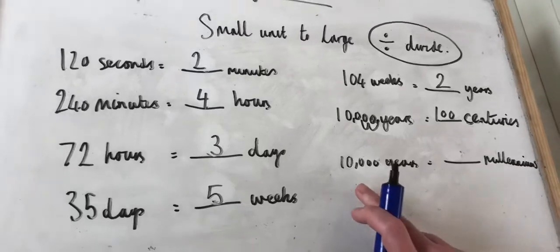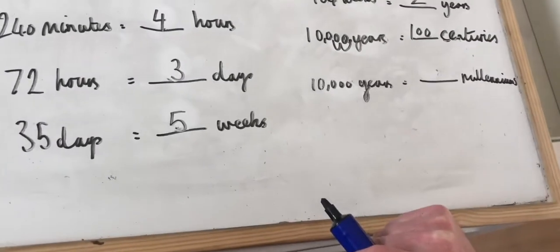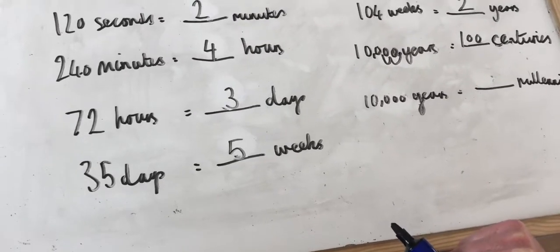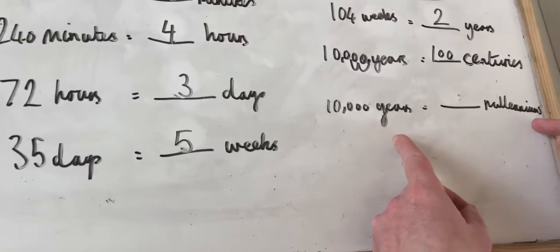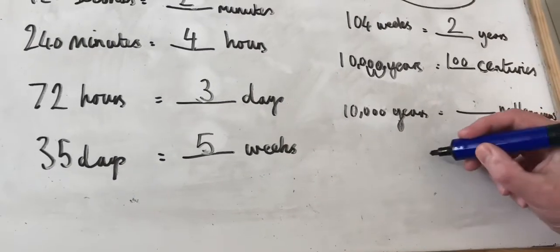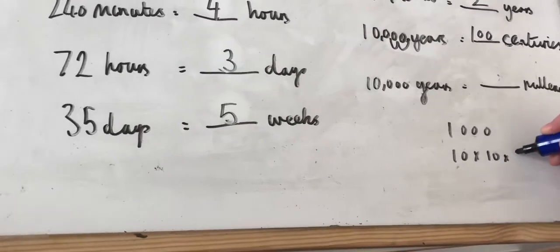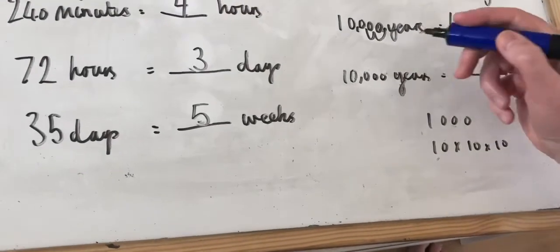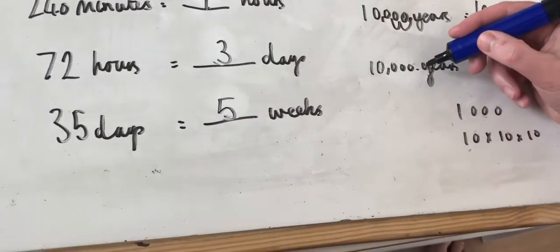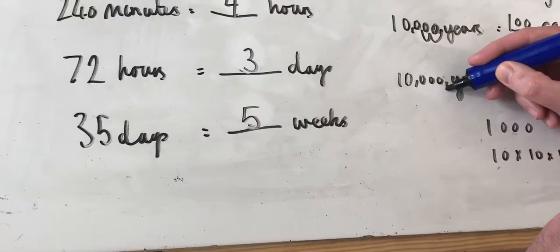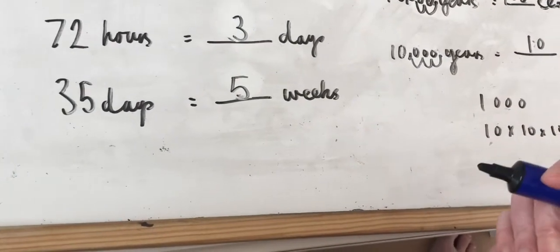And here, 10,000 years equals how many millenniums? 10. Yeah, brilliant. Because how many years in a millennium? 1,000. So we're dividing by 1,000. Now 1,000 is the same as 10 times 10 times 10. That's 3 jumps, isn't it? So our decimal place here, the number would jump 3 times to the right, and it would become 1, 2, 3, and it is 10.